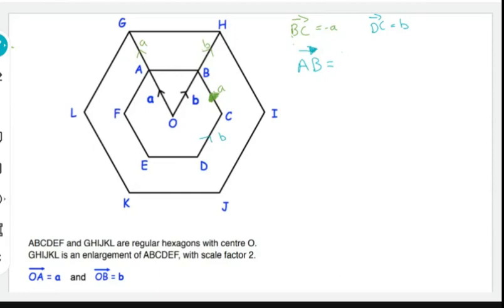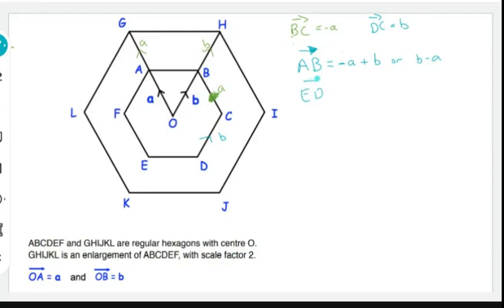Minus A plus B. Nice. Yes, because you're going from A to O, which is against the arrow, and then from O to B, which is with the arrow. Good stuff. So minus A plus B, or indeed B minus A. Okay, so if AB is equal to minus A plus B or B minus A, then what would ED have to be?